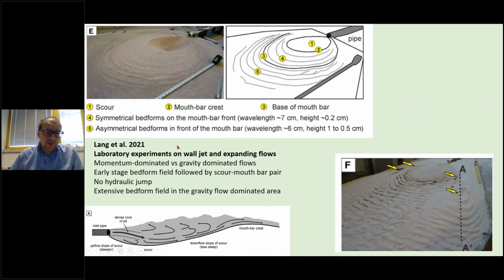So to interpret this setting, I have looked at the data by Lang et al. Again, a laboratory experiment in which they have shown the formation of this scour that can be interpreted as the equivalent of our plunge pool, and this mouth bar followed downslope by this large field of sediment waves. And this is mainly due to the passage from the momentum-dominated to the gravity-dominated flows further downslope.